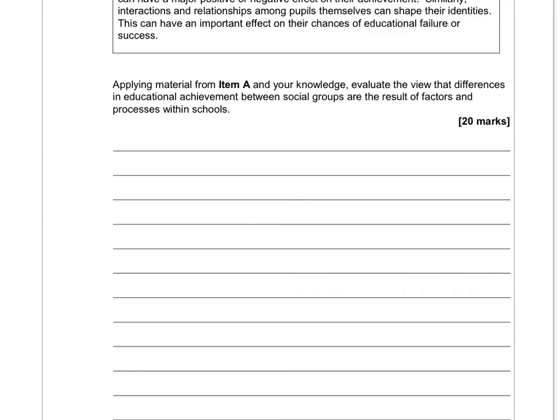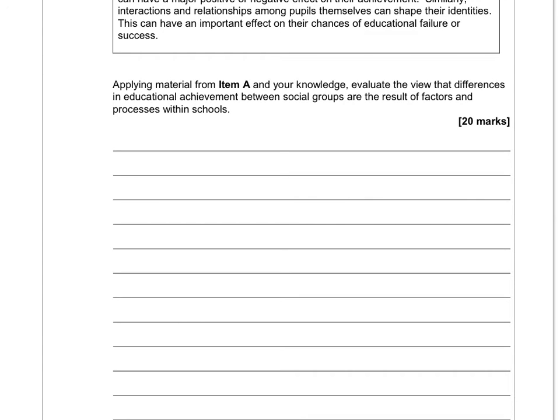Conclusions, I always recommend, should have some element of a judgment, and you need to explain why you've come down on that particular judgment. Now remember what we've said in class, you need to avoid using I think, I believe, therefore I would argue. Try and think of different, more sophisticated ways to make a conclusion. So you can just simply say, to conclude, it's clear from the evidence that processes in schools are not the only thing that can lead to underachievement among different groups.